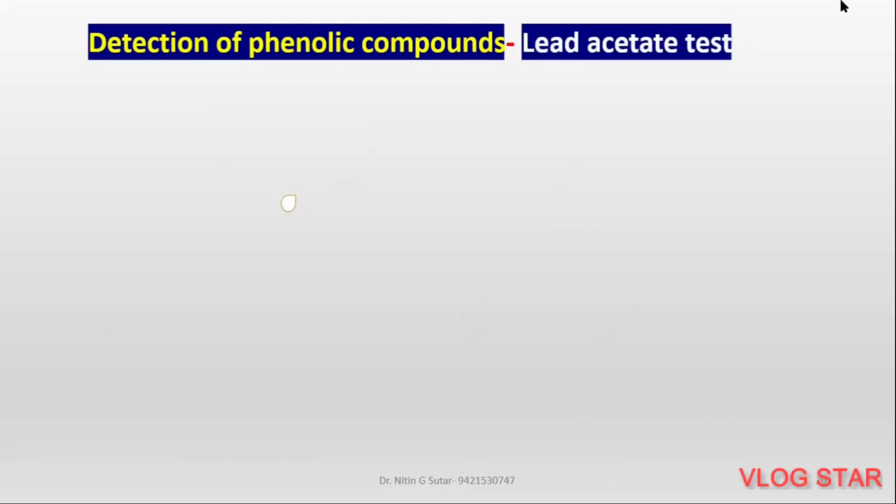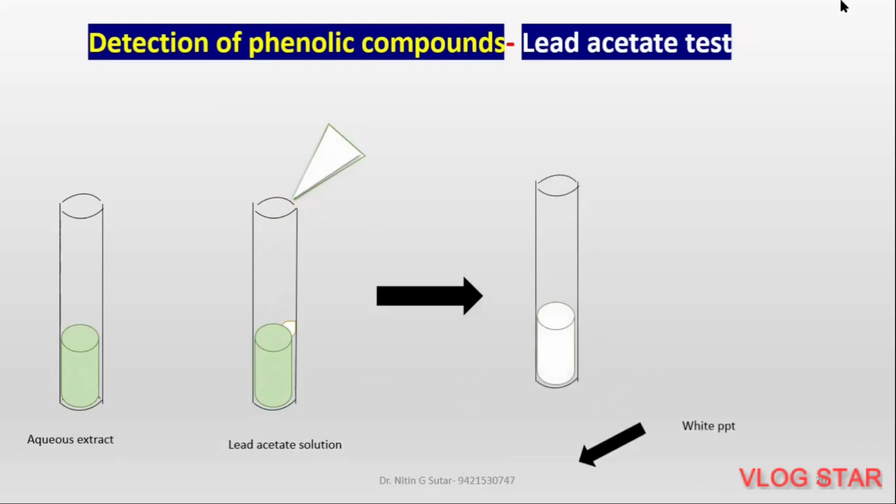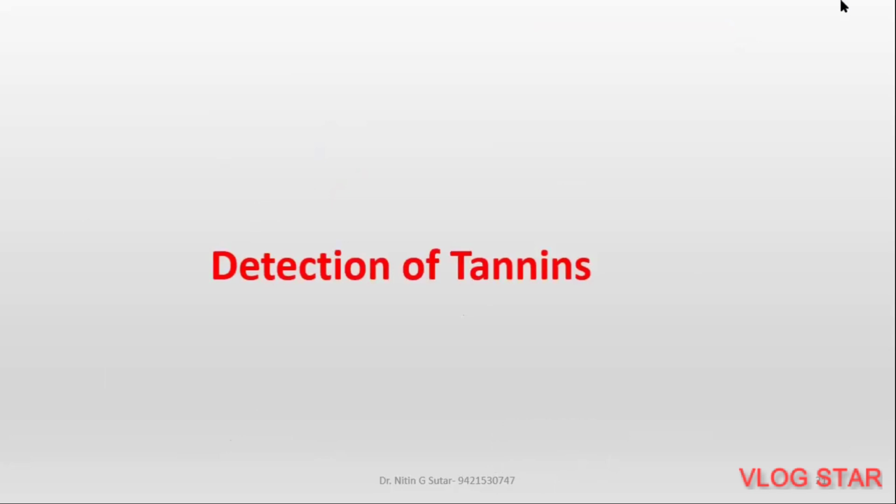Friends, the next one is the lead acetate test. You have to take aqueous extract. To this aqueous extract, you are going to add lead acetate solution. Once you have added lead acetate solution, there is a formation of white precipitate. That is the confirmation of the phenolic compound.